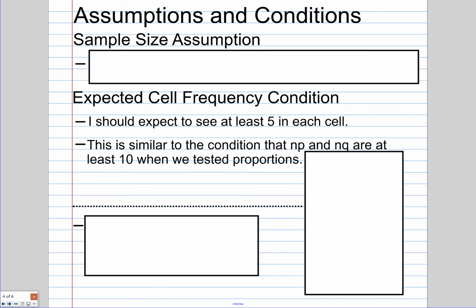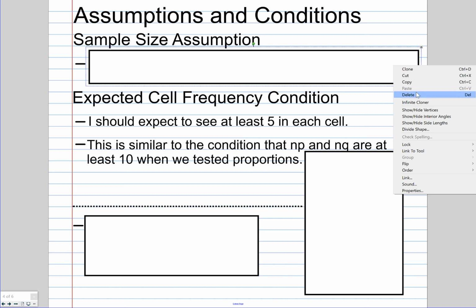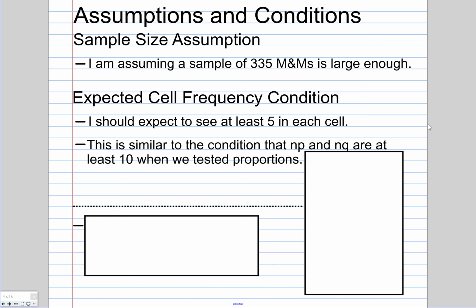All right, a few more assumptions and conditions. I'm going to actually just do this one for the sample size assumption real quick, and then we're going to talk about how to get the expected cell frequency condition. So we're assuming that our sample size is large enough. Any ideas how I'm going to figure out my expected values?